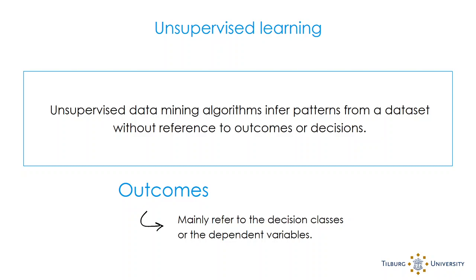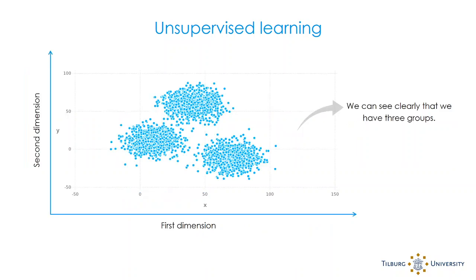So, in summary, we can say that unsupervised data mining algorithms should be able to infer patterns from the data set we have without reference to the outcomes or just the decisions, okay? The outcomes refer to the decision classes, for example, in the classification problem, or the dependent variables in regression, just for us to have a clear view about the different concepts we can associate to unsupervised and also supervised classification.